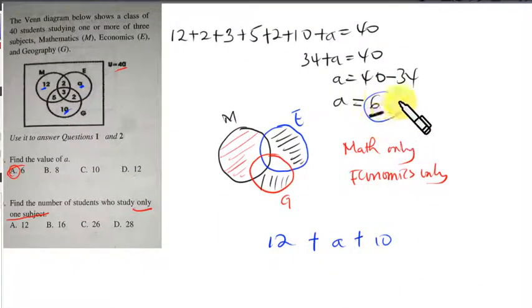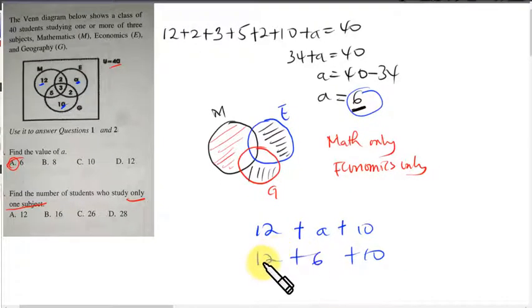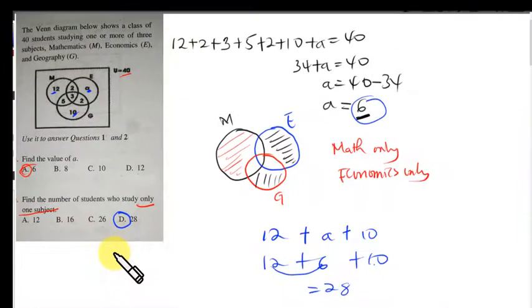But we have found the value of A as 6, so we have 12 plus 6, then we have it plus 10. All right, so that is that. So we have this plus that, and we get 18 plus 10, then you have 28. So those who study only one subject is 28, and that is option D here. So that is how we solve this question, as simple as that.